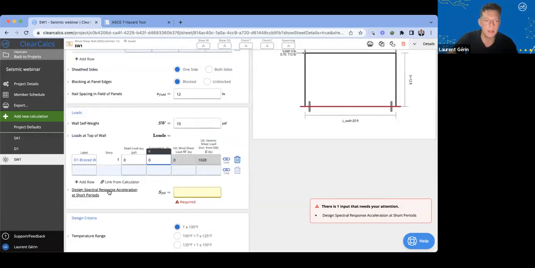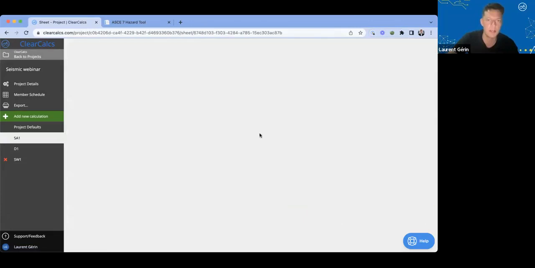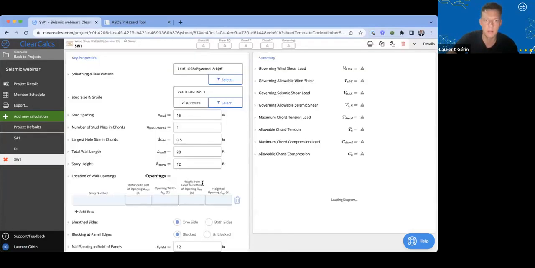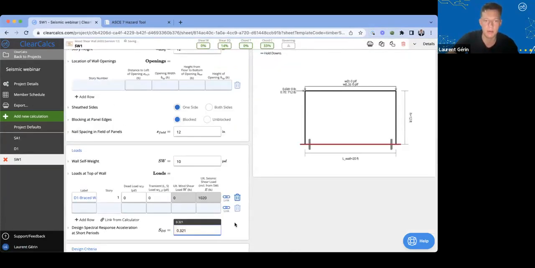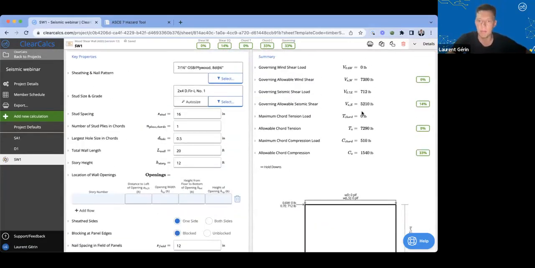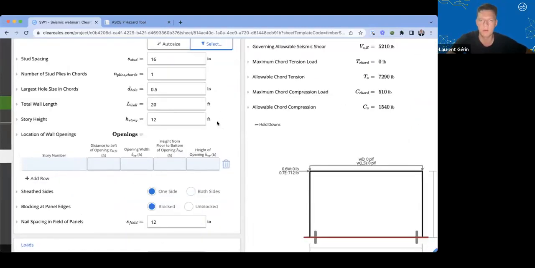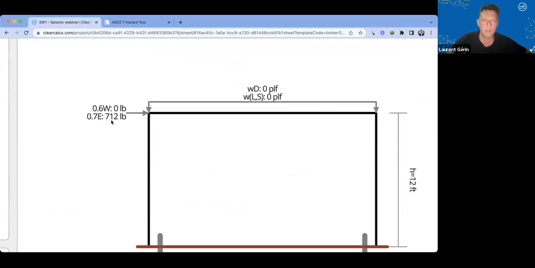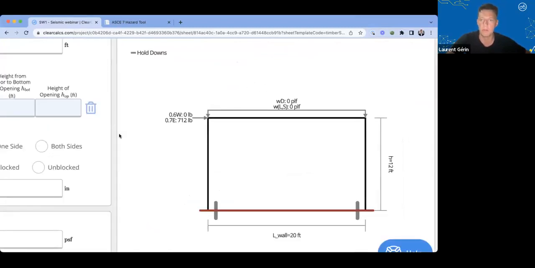And the last thing that you're going to need to add here is this SDS value. Pretty soon we should be able to link this directly. Just a bit of a technical issue on our end. But for now, we'll just go back to seismic analysis one. I see 0.321. I'm just going to copy that, come back here, and put this SDS value here, 0.321. And there we go. You'll see my shear load from the earthquake being applied. Because we're working in ASD here, you'll see it's multiplied by 0.7. So 712 pounds is applied to my shear walls.